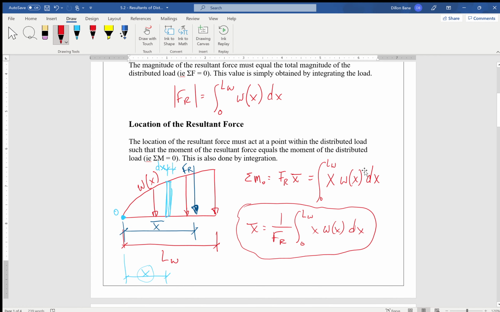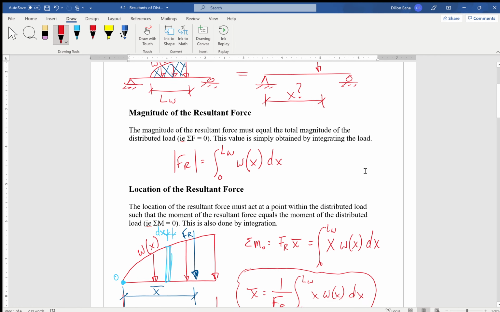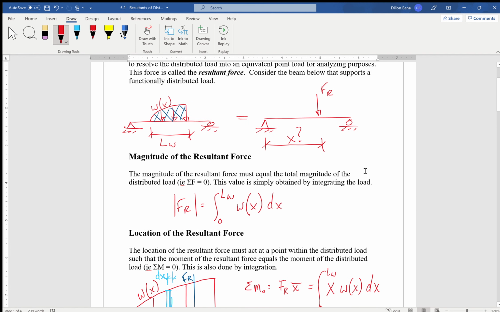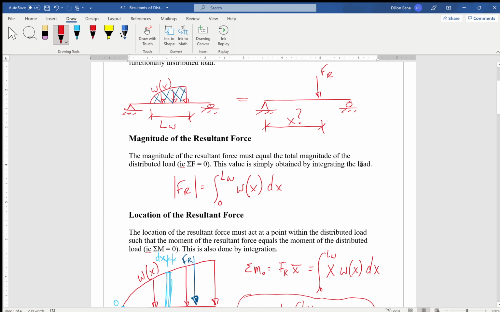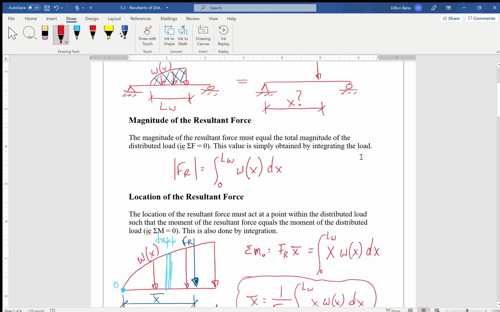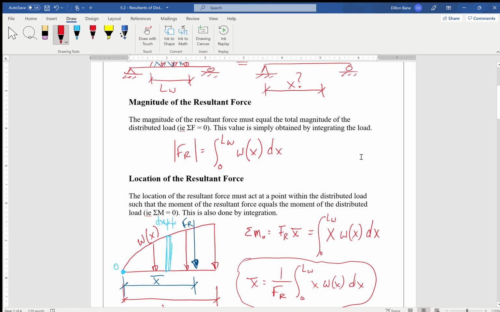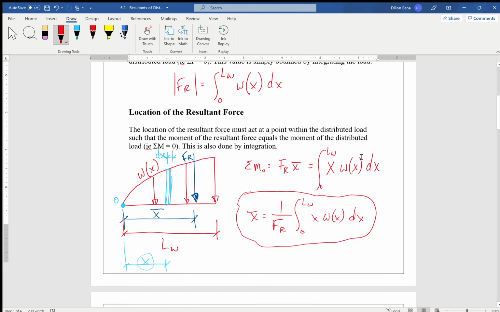We can use this equation to figure out the location where the resultant force will act. So now we know that if we have a load, we can integrate it to figure out the magnitude of the resultant force, and then if we multiply by x into our functional load and integrate again, we can find the location of the resultant force. All right, let's do a couple of examples just to prove what we're learning here.